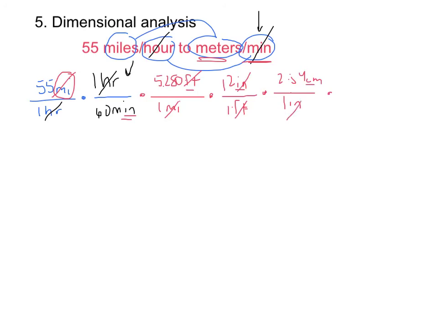I'm getting closer. I need meters per minute. What will help me get meters? Well, I know that there are 100 centimeters in 1 meter. Centimeters will cancel. I'm left with meters per minute, which is what I want. So from here, I still have to multiply. This is just like multiplying fractions. I'm going to multiply all the way across on the numerator and all the way across on the denominator. So on the top, it's going to be 55 times 1 times 5,280 times 12 times 2.54.